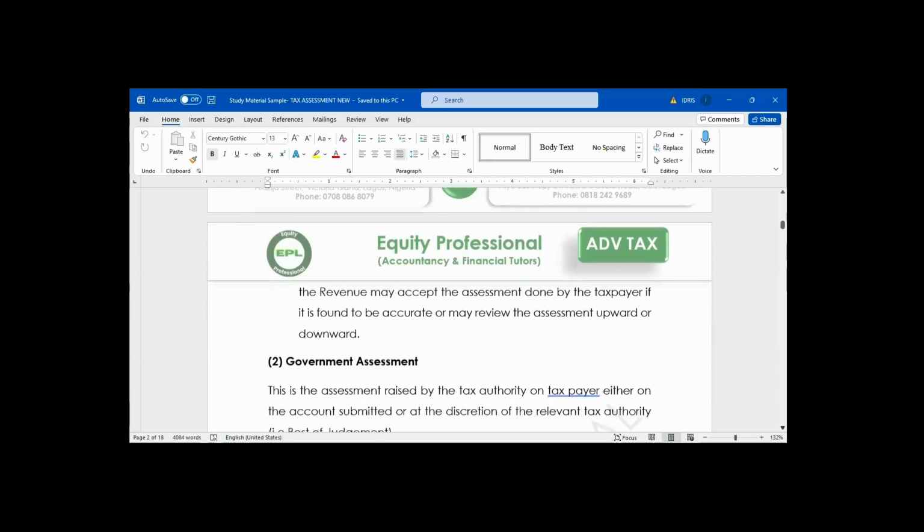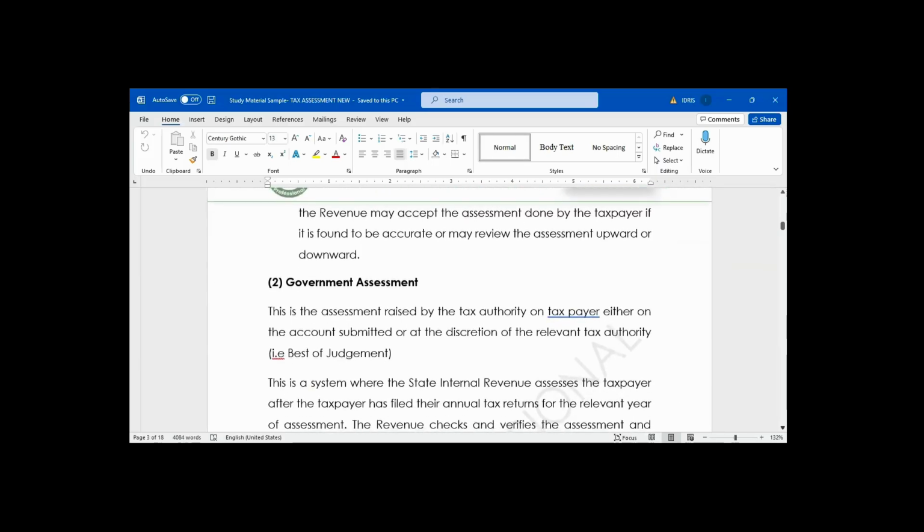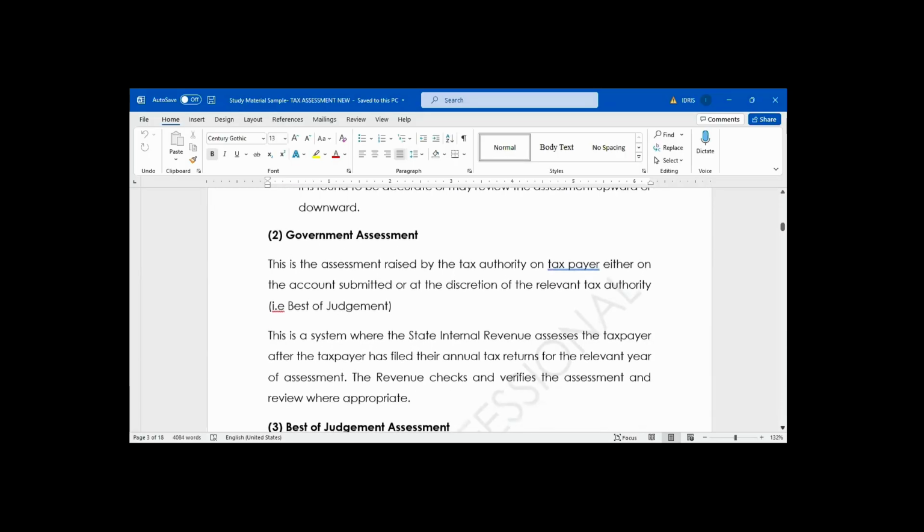So that is what we need to know on self-assessment. Another type of assessment we want to look at now is called government assessment. What is government assessment? It is an assessment raised by the tax authority on the taxpayer based on the account submitted by the taxpayer to the tax authority.